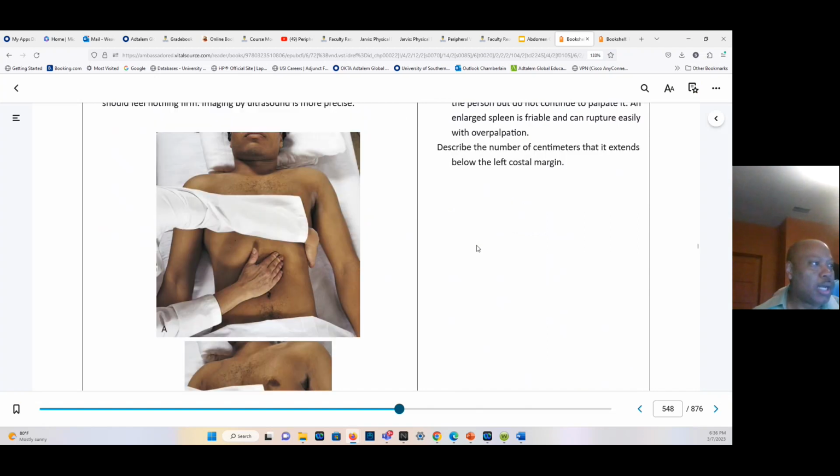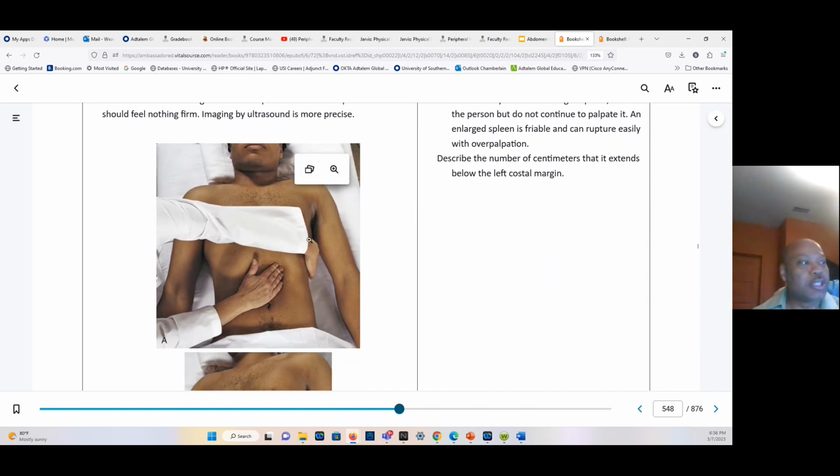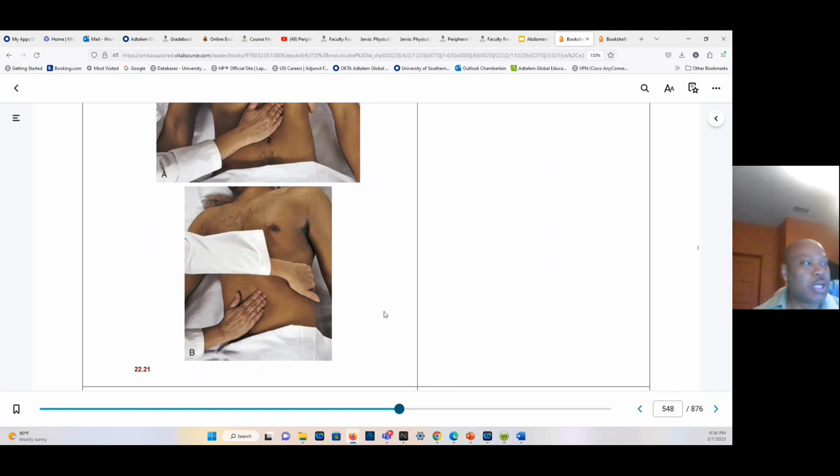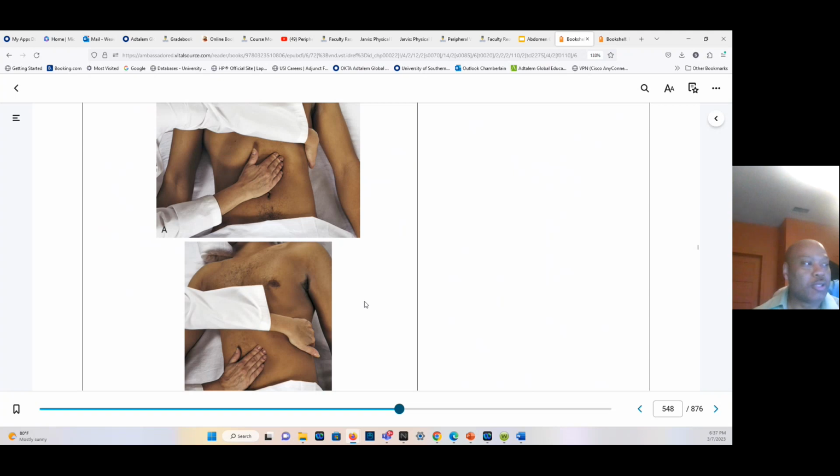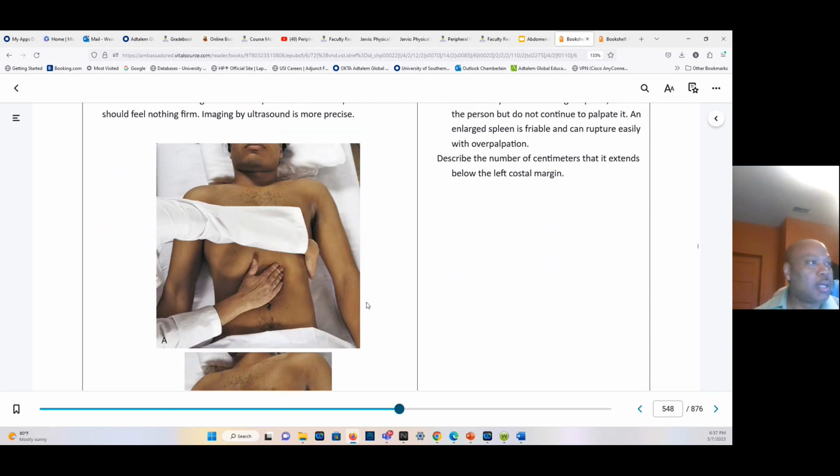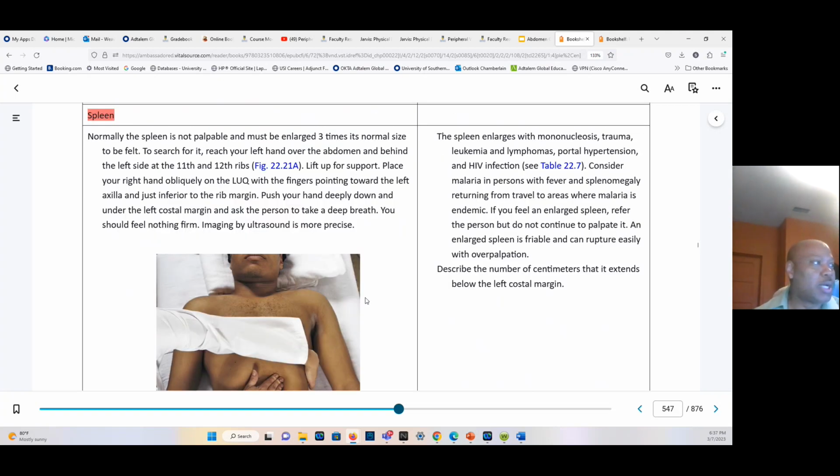This is what that will look like, right? Now, this patient is in a supine position, right? But of course, this is another method, when you have them turn on this side a bit, another method to assess the liver, excuse me, the spleen as well.